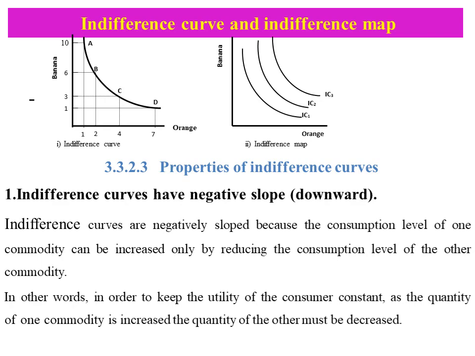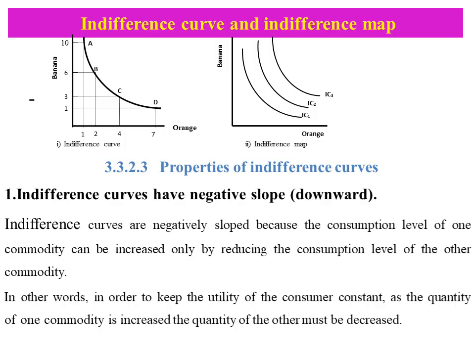In other words, in order to keep the utility of the consumer constant, as the quantity of one commodity is increased, the quantity of the other must be decreased. This is how you forgo the other to get the best alternative.